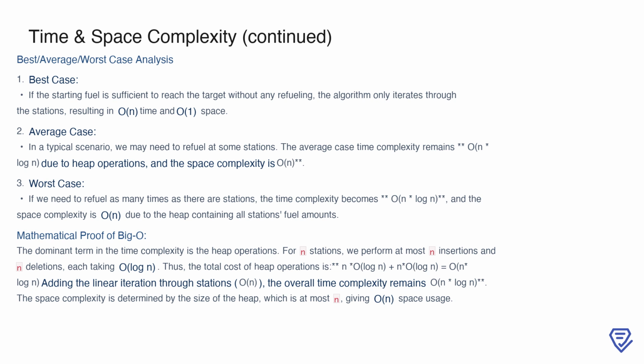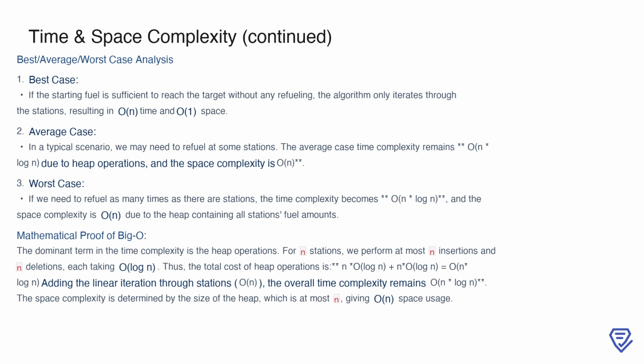In the best case, the starting fuel is sufficient to reach the target without any refueling. Here, the algorithm simply iterates through the stations, resulting in O(n) time and O(1) space. In the average case, some refueling is needed, but not excessively. The time complexity remains O(n*log n) due to the heap operations, and the space complexity is O(n). Finally, in the worst case, we need to refuel as many times as there are stations. This results in O(n*log n) time, with the heap containing all stations' fuel amounts, leading to O(n) space complexity.